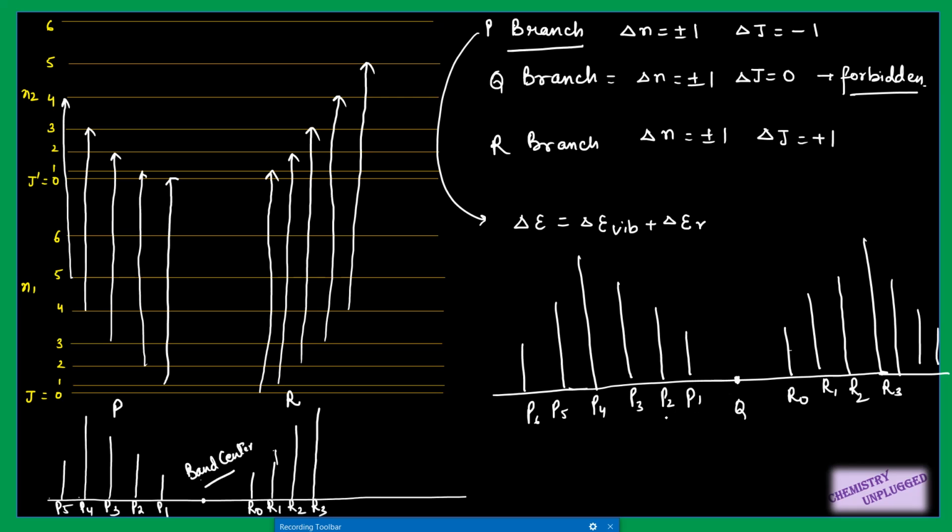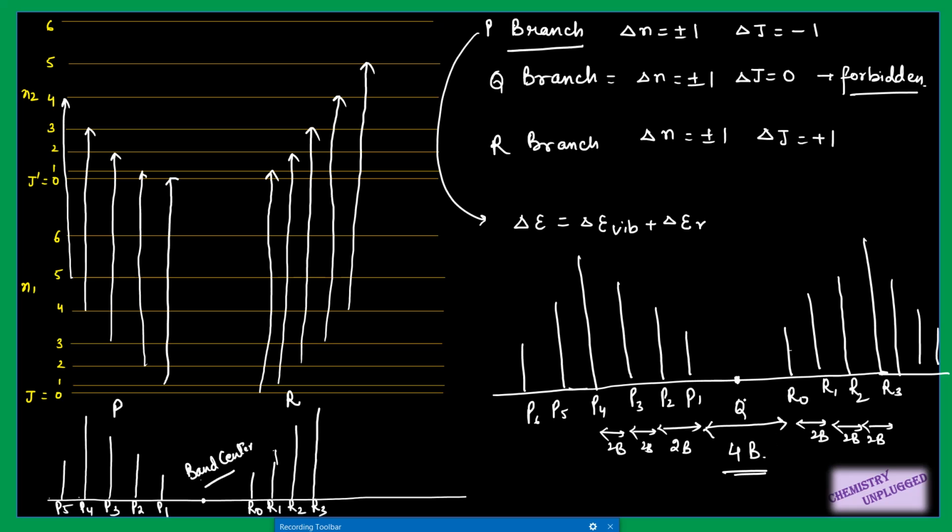The energy gap between these spectral lines is given by 2B, and this is constant, right? There are slight changes in it, but most of the time it is constant. Similarly, this gap is also 2B, but the gap between these two levels is 4B. Between P1 and R0, this gap is 4B.